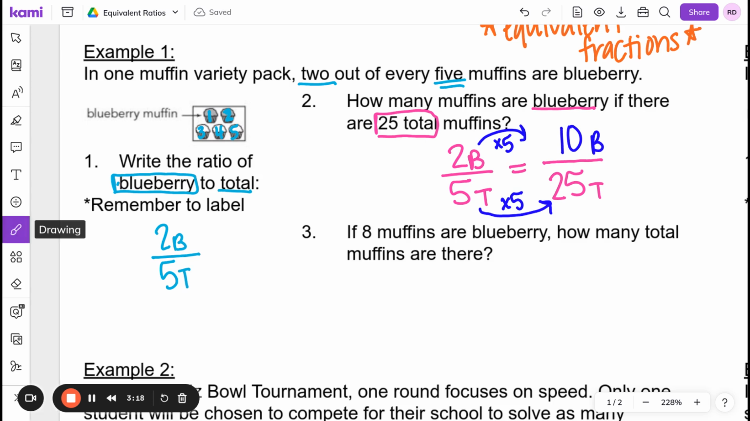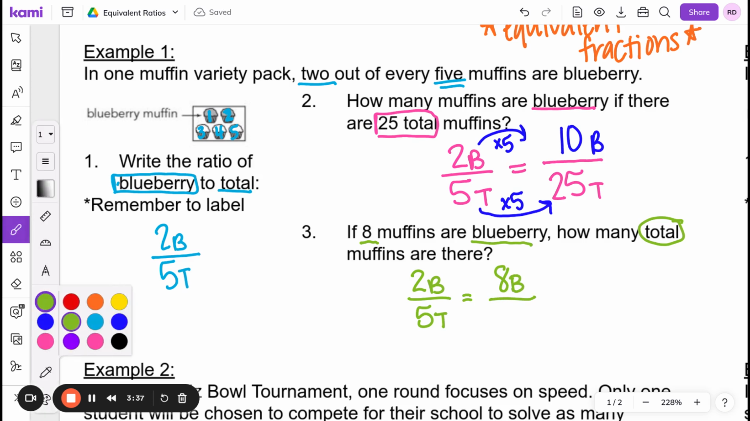For number 3, we now have 8 blueberry muffins, and we're trying to find the total. So same thing, we're going to use our starting ratio of 2 blueberry to 5 total. But now our blueberry muffins are going up to 8. So we're going to write that 8 on the top because that's where our blueberry muffins are being represented.